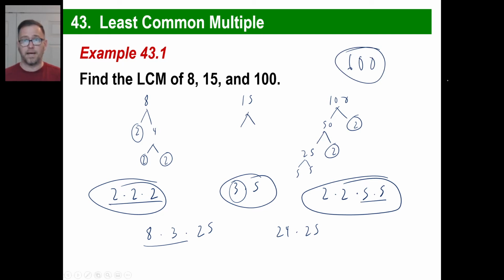What that means is that 600 is the smallest number where, if you just kept writing out the multiples of 8, you would eventually get to 600. If you wrote out the multiples of 15, you would eventually get to 600. And if you wrote out the multiples of 100, you would get to 600. That is the smallest number that is a multiple of those three numbers. And that's the method, the most of each prime factor.